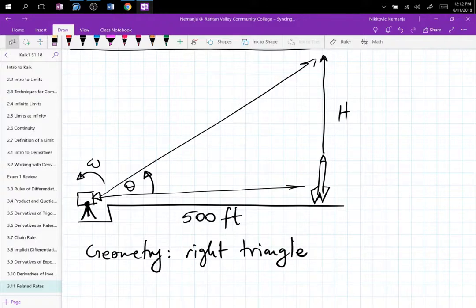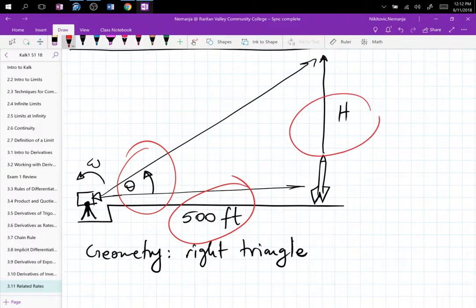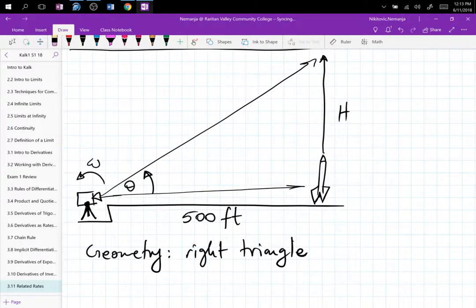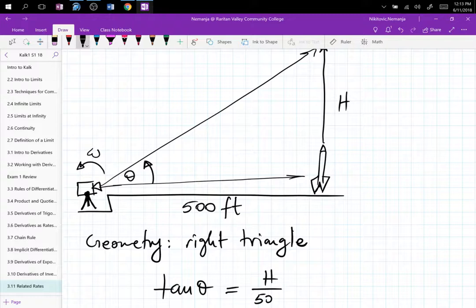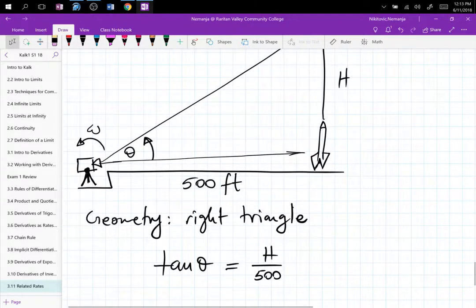Yeah, it will be the trig. So now, which of the trig, or which two of the trig would connect the angle with this one, with this one? Tangent. Very good. So we are writing that the tangent theta is equal to opposite, which is height, divided by the flat 500, which is adjacent.